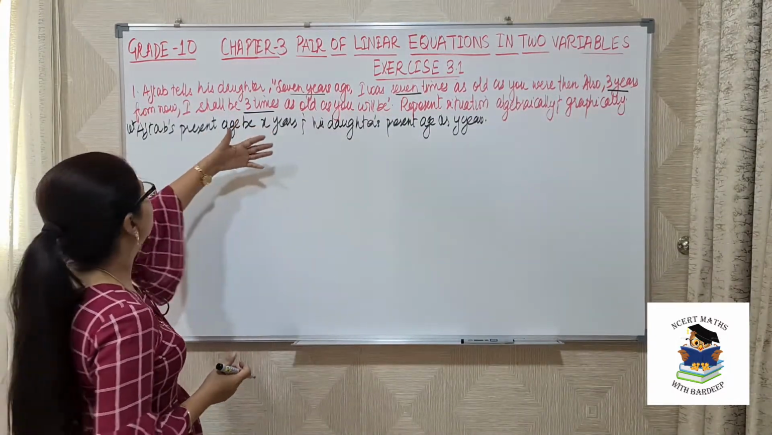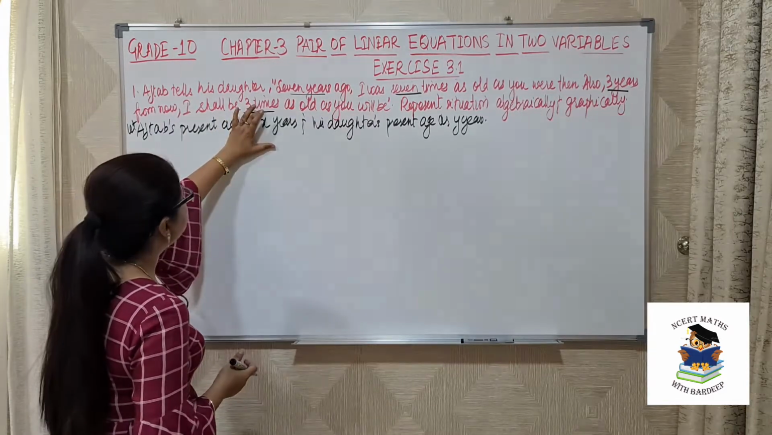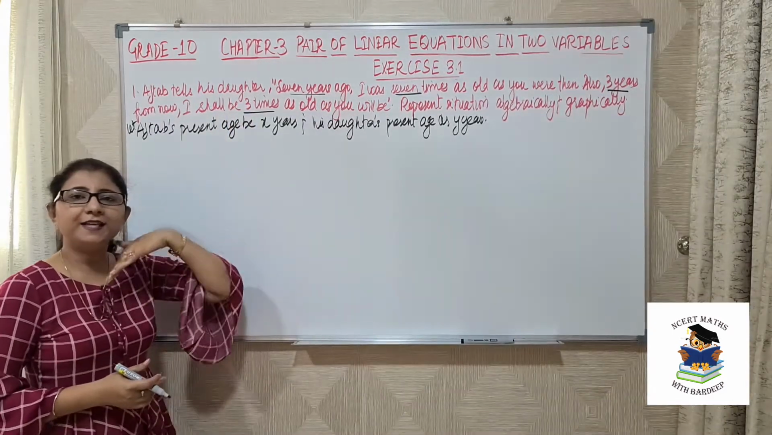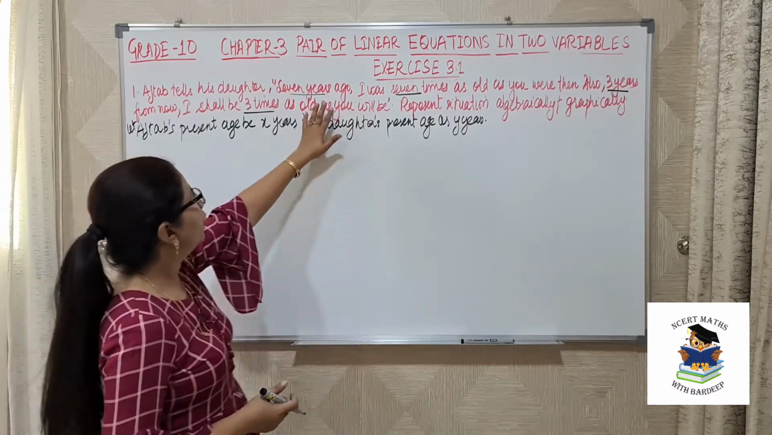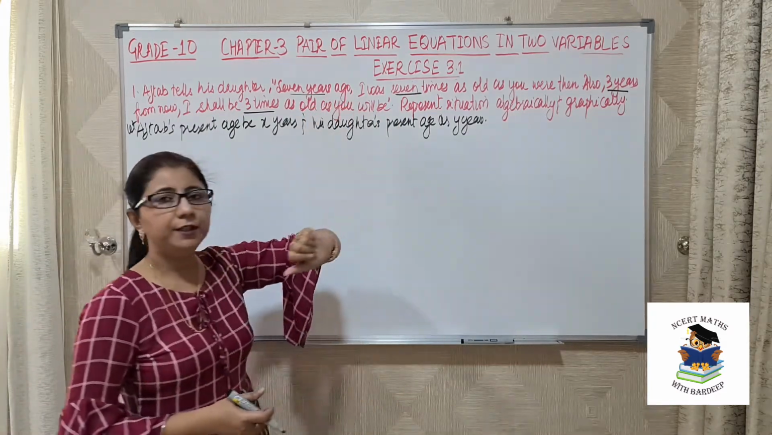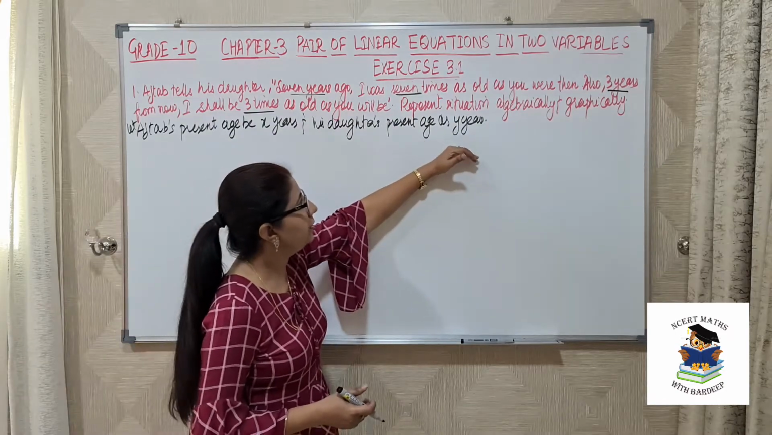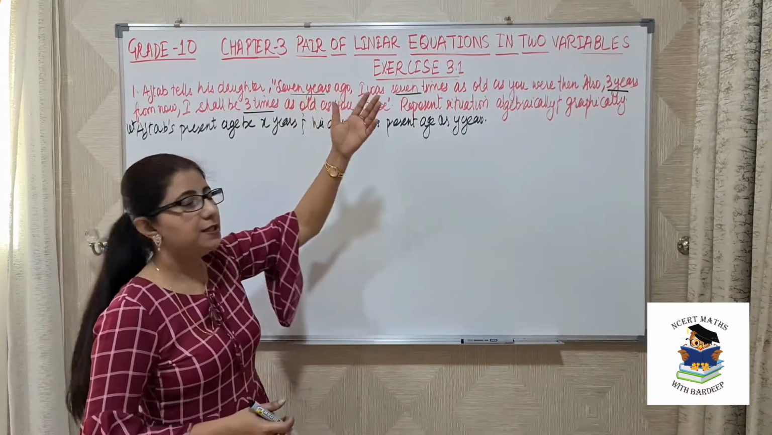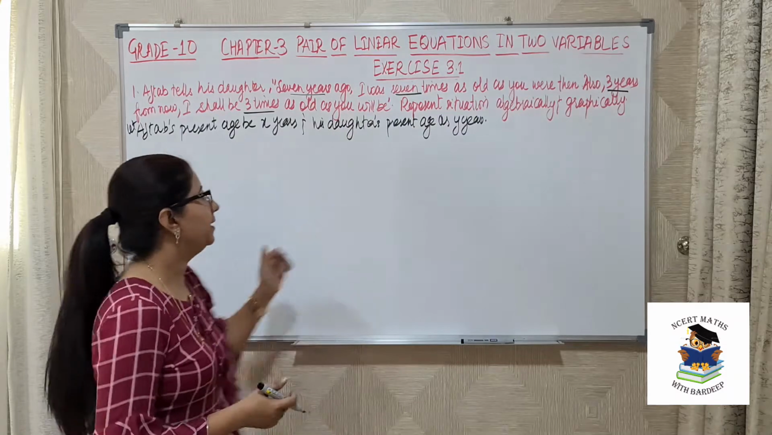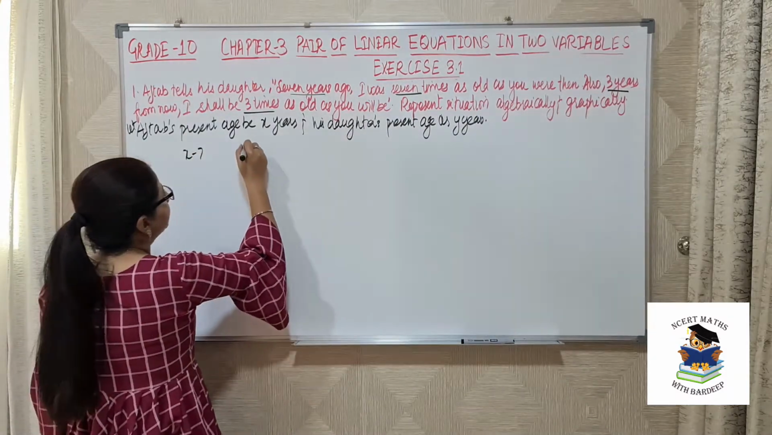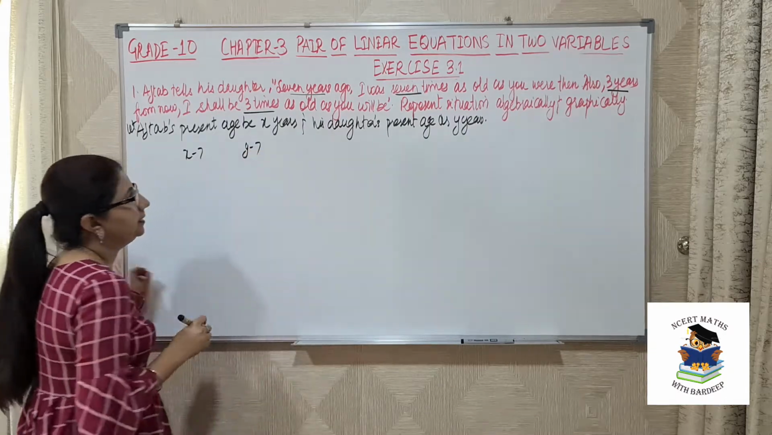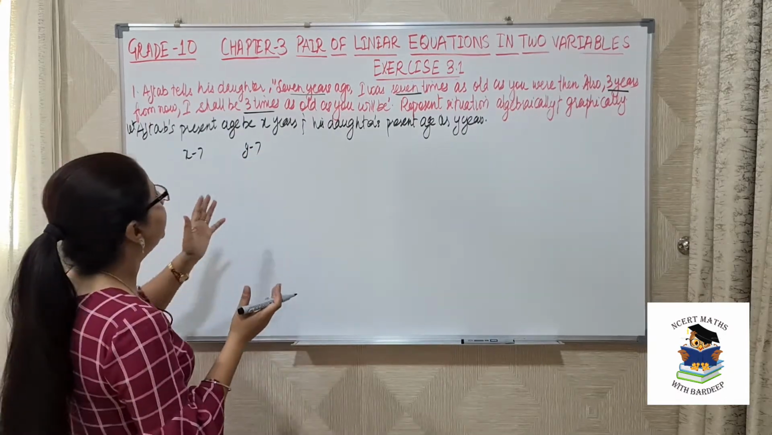7 years ago. Okay, so if present age is x years, what is the age 7 years ago? This will be x minus 7 for Aftab, and for daughter, again, if present age is y, before 7 years it will be y minus 7. So one age is x minus 7 and second is y minus 7. So now let's see how they are related.